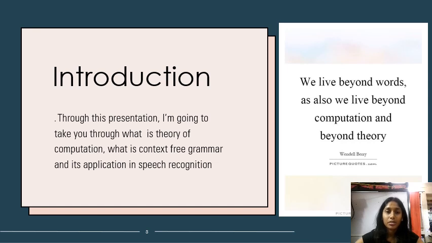Introduction. As Wendell Berry said, we live beyond words, as also we live beyond computation and beyond theory. Words, computation, and theory are being used to make advancements in speech recognition technology and our lives. Through this presentation, I'm going to take you through what is theory of computation, what is context-free grammar, and its applications in speech recognition.